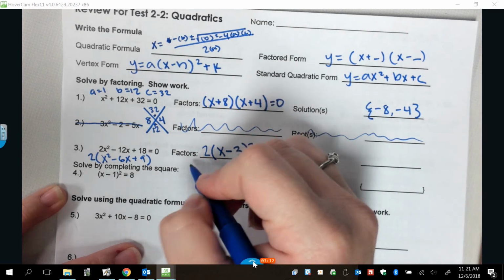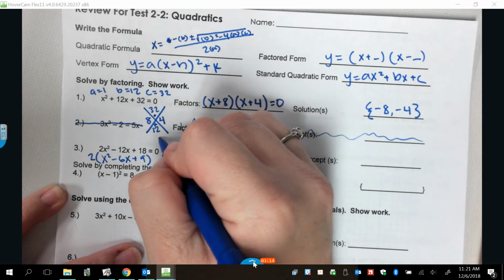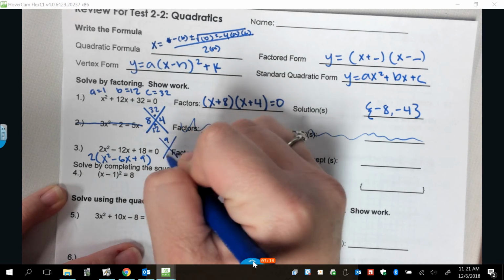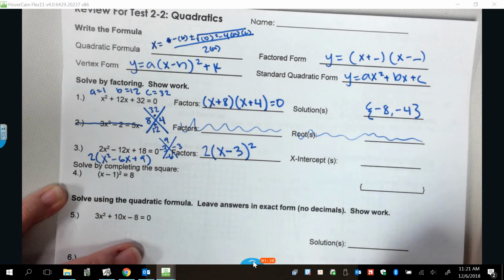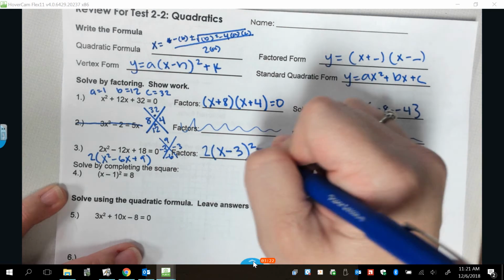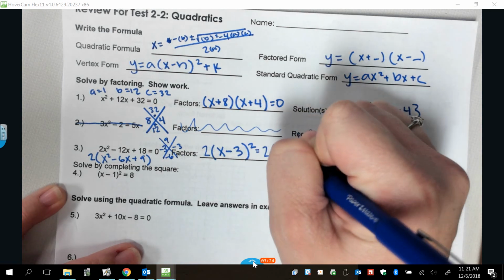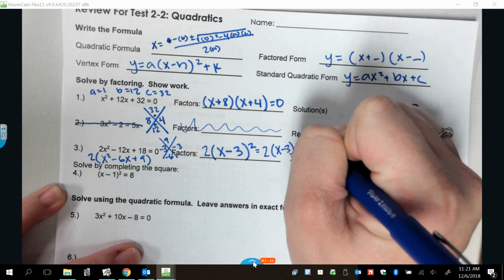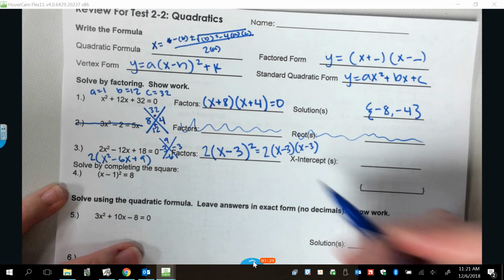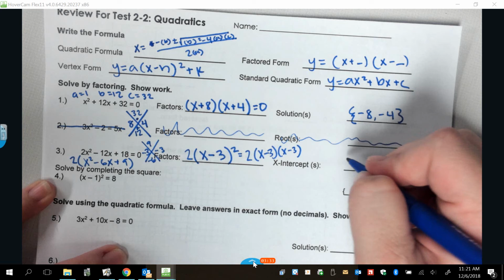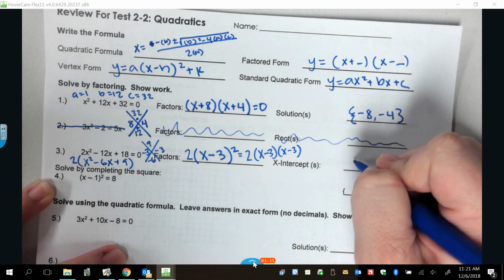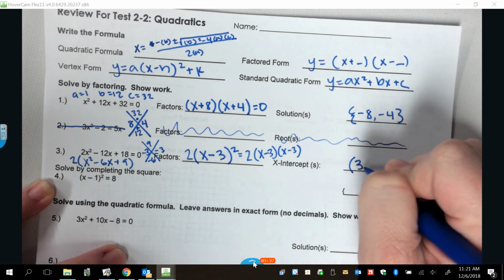So again, I could have done the diamond, which would have been 9 on top, negative 6. So it would have been negative 3 and negative 3, which is just negative 3 squared. Okay, so this is the same thing as writing 2 times x minus 3, x minus 3. So 2 equals 0 doesn't work, so that goes away. And then this means it's only going to touch one time. So my x-intercept, which remember is written as a point, is opposite of negative 3, so 3 comma 0.